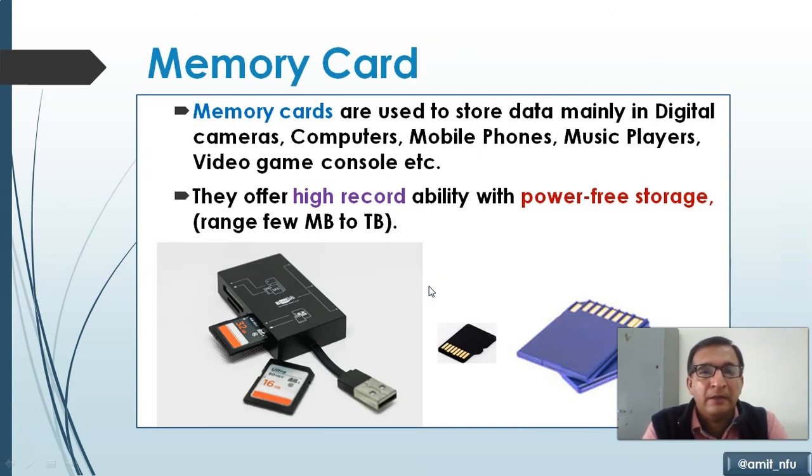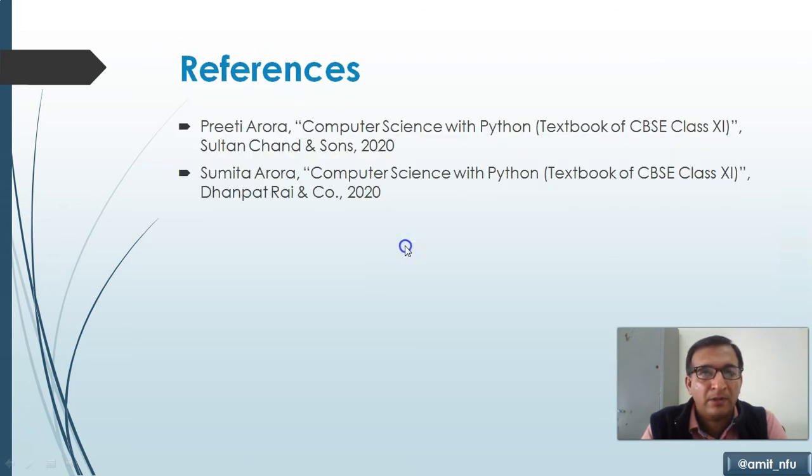Last one is the memory card. So memory card is also a flash memory which is used to store data mainly for digital cameras, computers, mobile phones, video games, etc. They also offer high recordability with power-free storage ranging from a few MB to TB. This is a very handy and very small card, and it can be installed in any camera or mobile phone to record the information. And here you can see a memory card reader which can read information from various size memory cards. So this is all about memory devices.